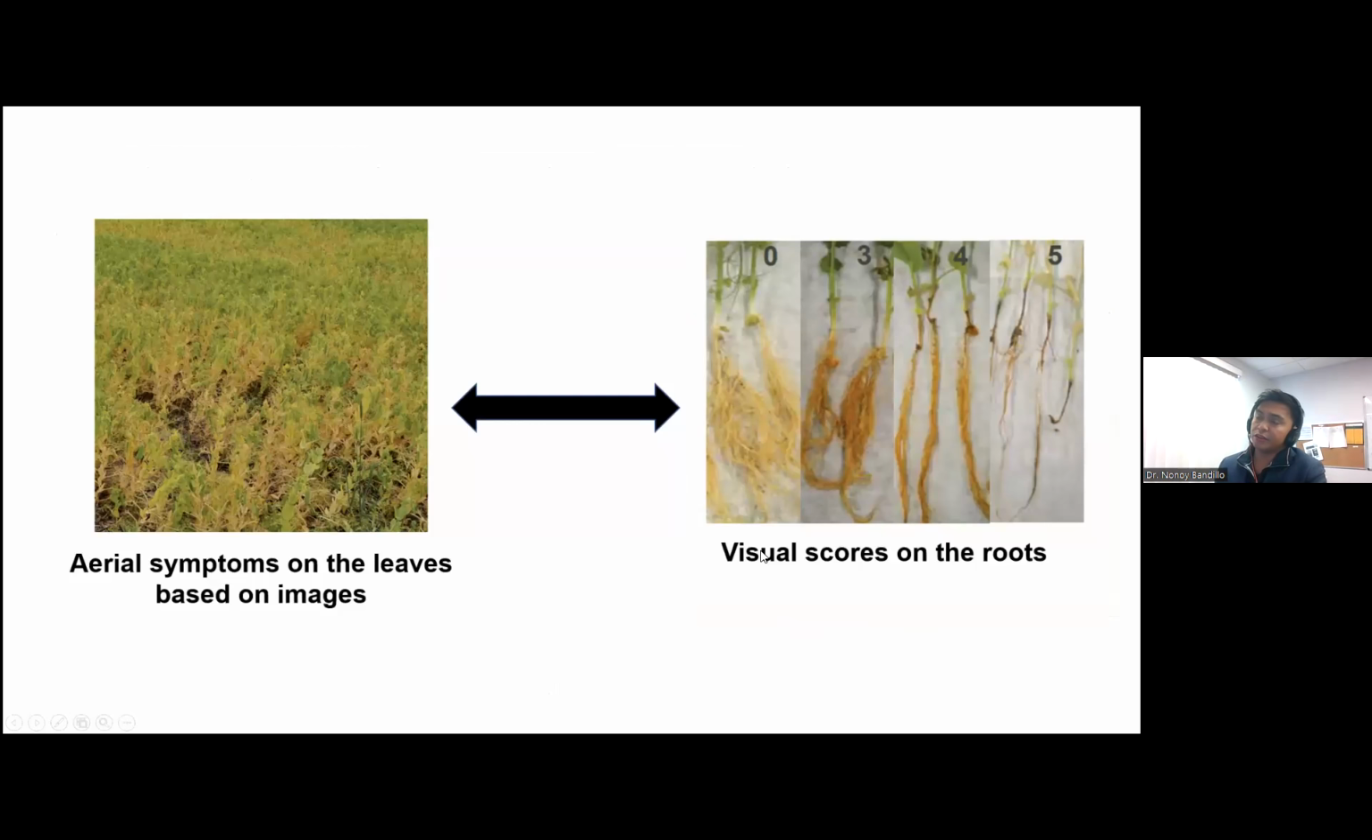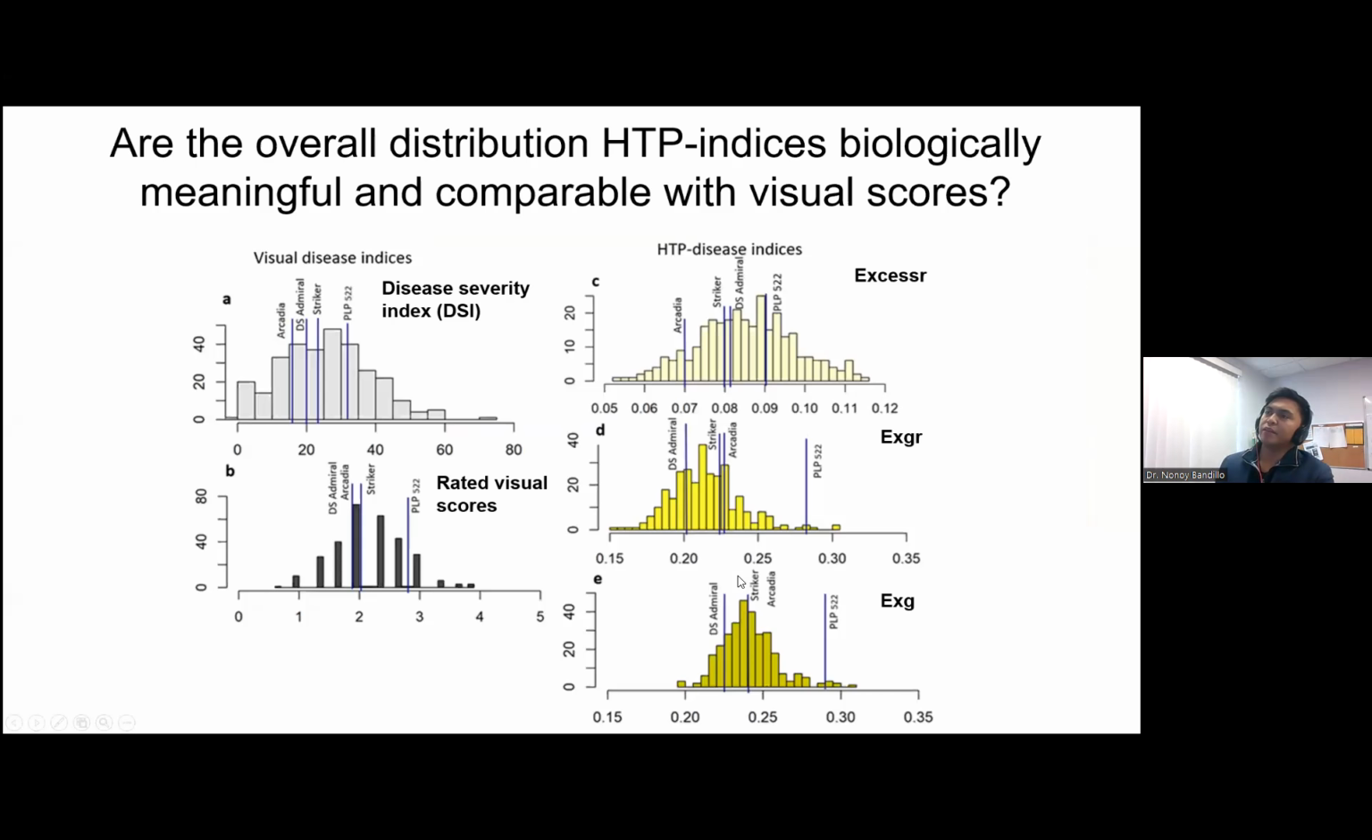Okay, just to clarify here, we are using aerial symptoms on the leaves based on the images, and then trying to correlate that with visual scores on the roots. The reason we're doing that is because we don't want this scoring to be destructive. And one of the ways to do that is if we can capture the symptoms from the top without necessarily taking out the roots from the ground. Okay, all right. So first of all, here are some of the results.